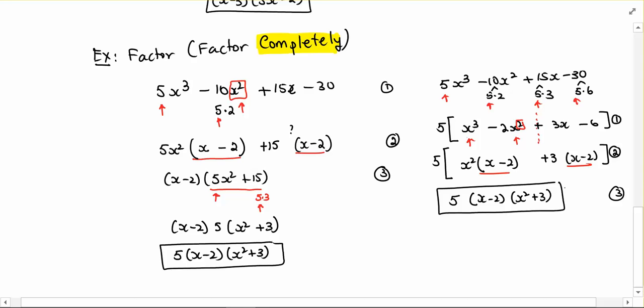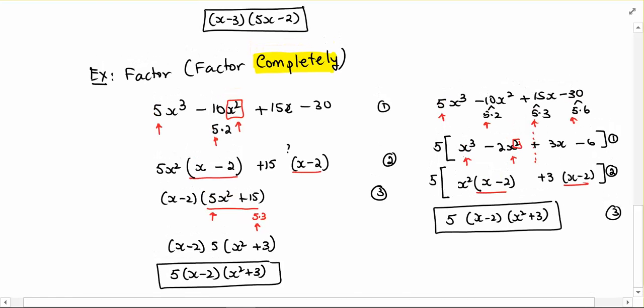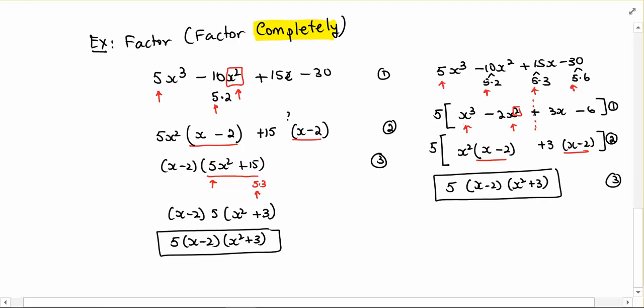It doesn't matter which way you do it, but it is important that you factor completely, right? So remember, you could have an overall GCF. So check for it either at the beginning or at the end. Doing it at the beginning, the advantage is your numbers become smaller. Doing it at the end, some people find it much easier, but that's a personal preference.